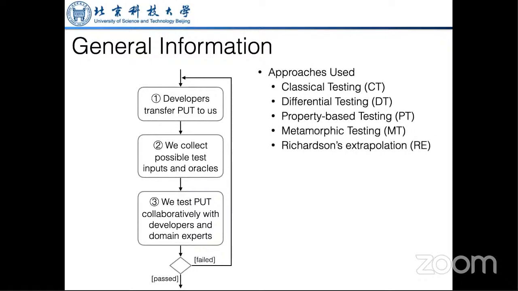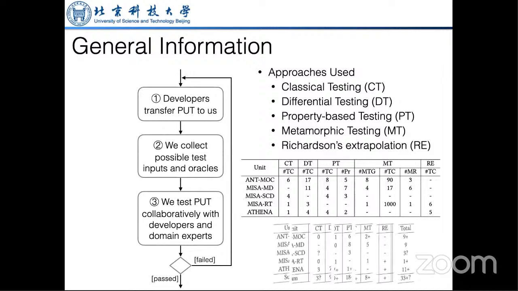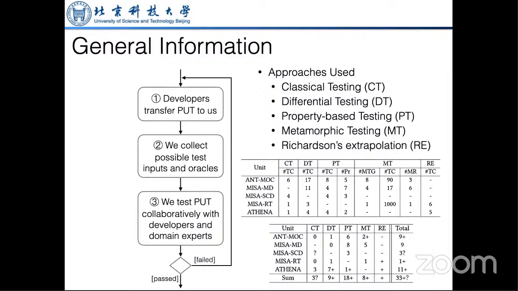We tried several testing approaches, including classical testing, differential testing, property-based testing, metamorphic testing, and retrogressance extrapolation. We will discuss them later. And this table summarizes the total numbers of test cases, properties, and metamorphic relations that were used to test the programs. You can see that we suffered from a shortage of test cases and severe oracle issues. And this table summarizes the numbers of bugs we found by adopting our approach. In total, we found more than 33 bugs.